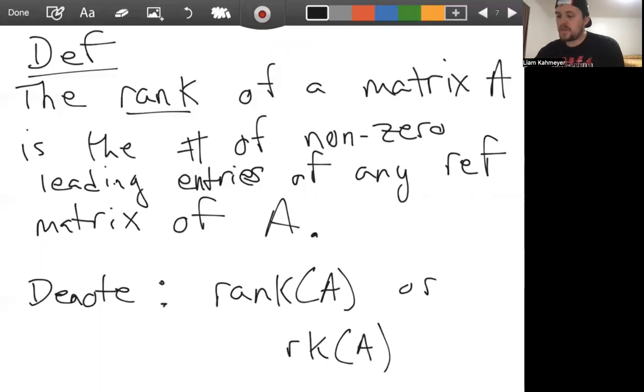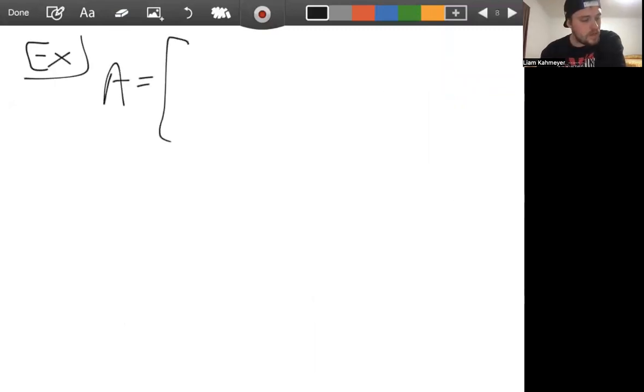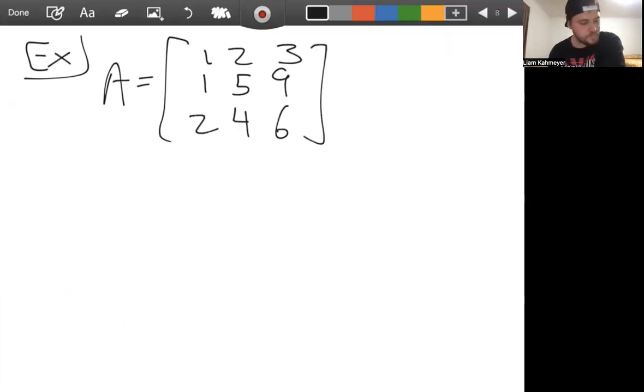And so calculating the rank has a lot of benefit once we start to study matrix theory in more depth. But for now, we're just going to define it and figure out how to calculate the rank of a matrix. So if we were looking at the matrix A, which is 1, 2, 3, 1, 5, 9, and 2, 4, 6, then let's say we want to find the rank of A.